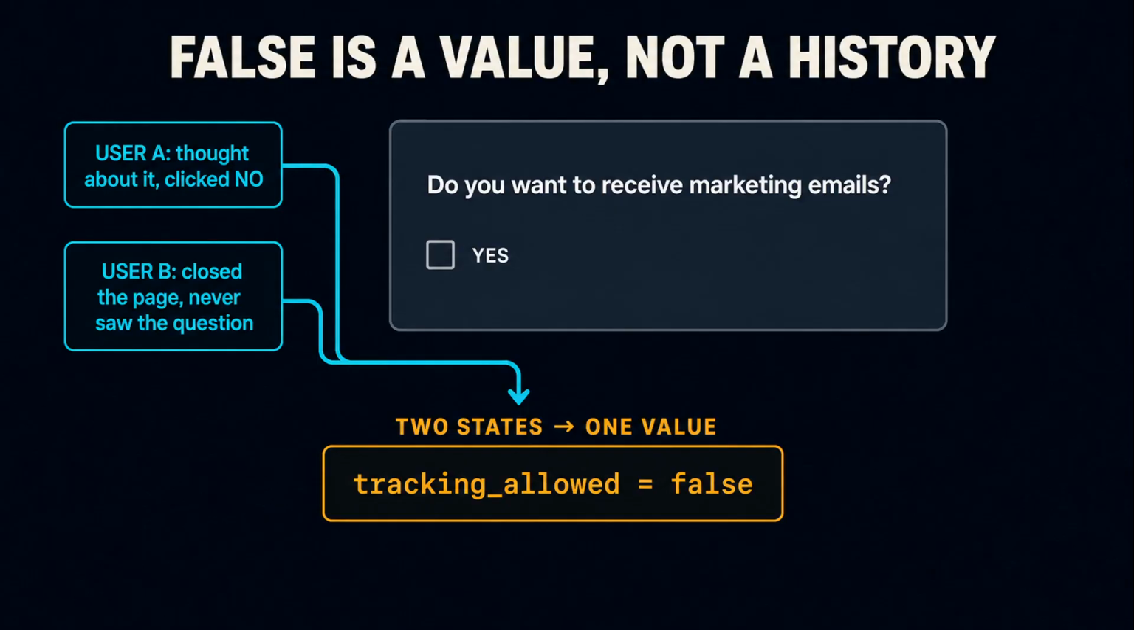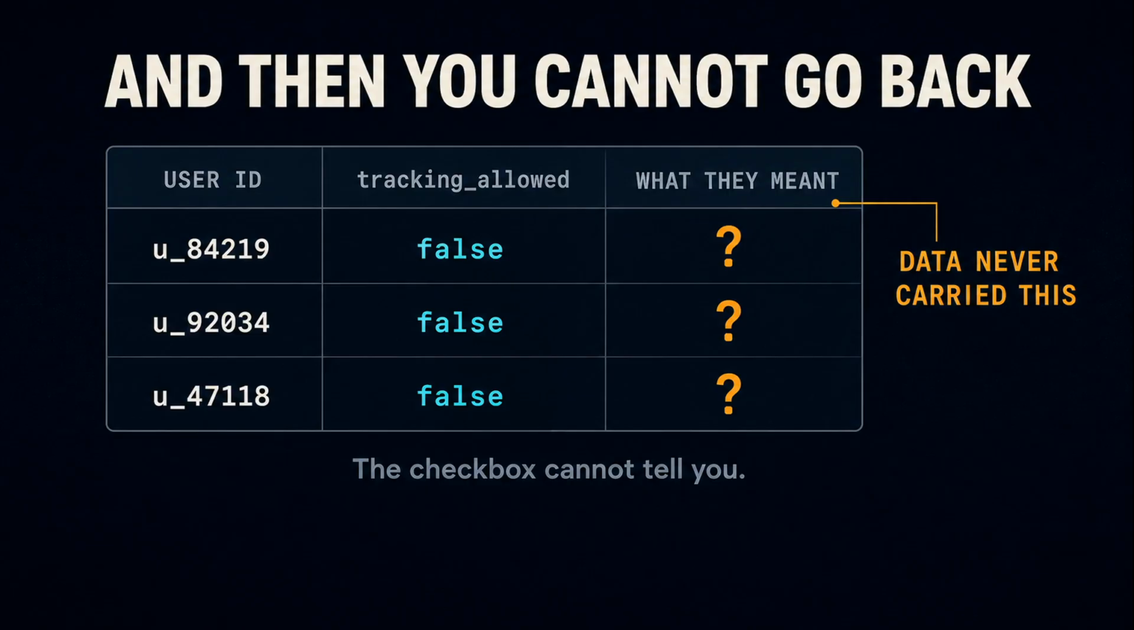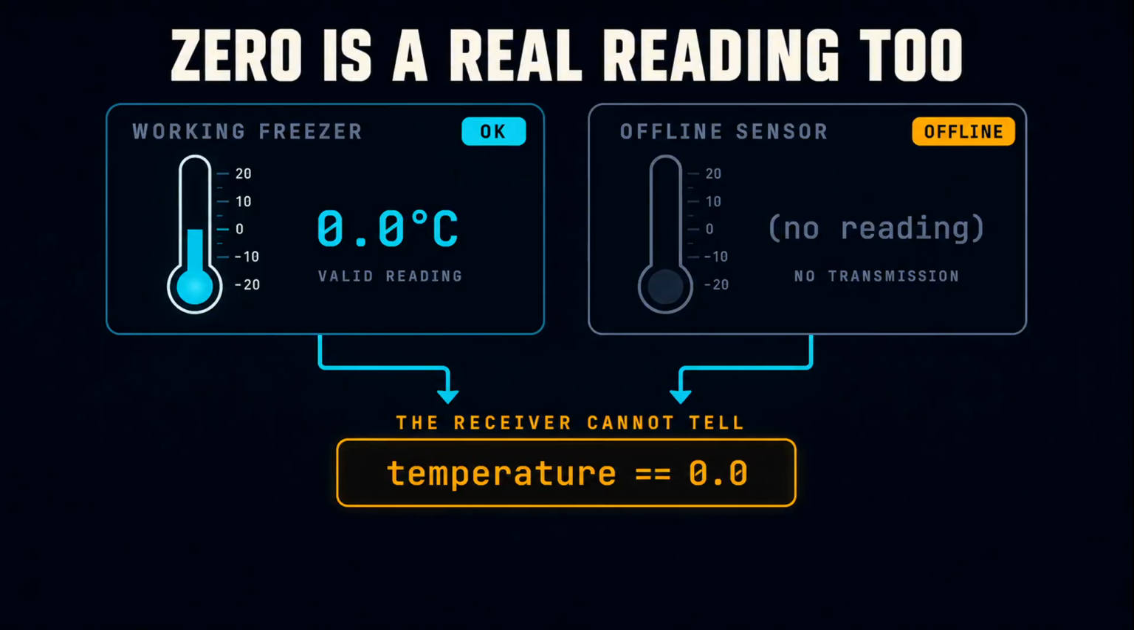Run the survey. Question reads, do you want to receive marketing emails? Single checkbox underneath. One user thinks about it and clicks no. Another user closes the page on mobile and never sees the question. Both submissions arrive with the box unchecked. And when you go back later to ask who actually opted out versus who just never saw the question, that data is gone. The checkbox cannot tell you. And under regulations like GDPR, those are not the same answer. Right. The data model lost the difference between current state and decision record.